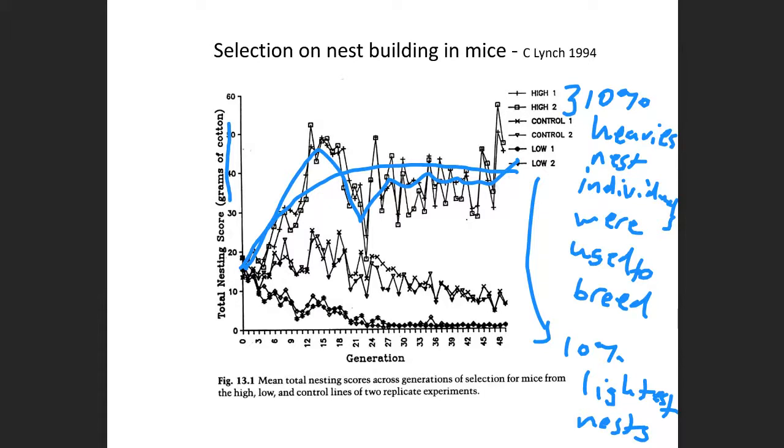I'm gonna throw this question out in chat. Why might we expect an initial strong response to any kind of selection, but artificial selection? Mm. It's a pickle.